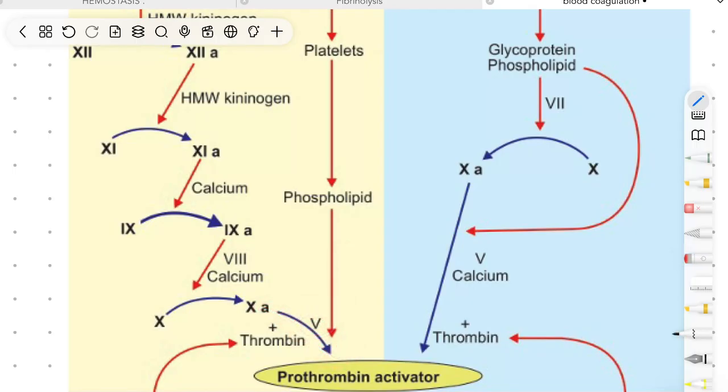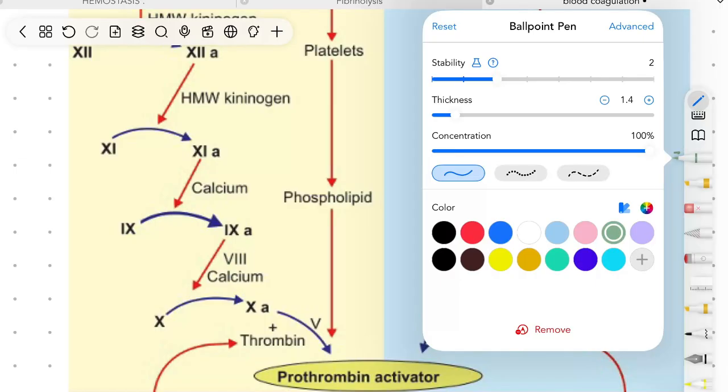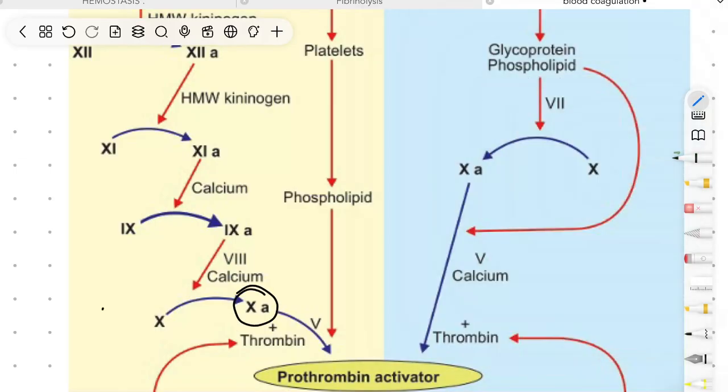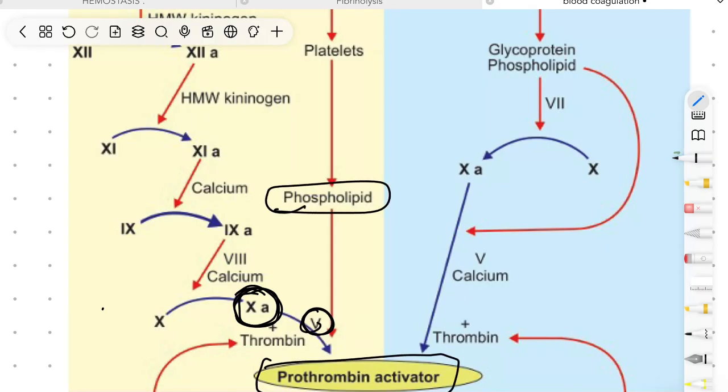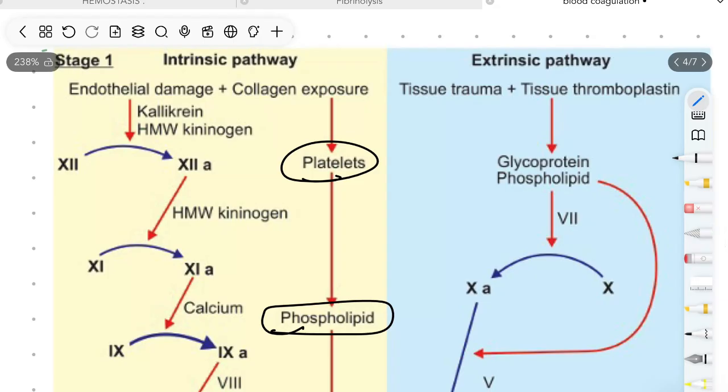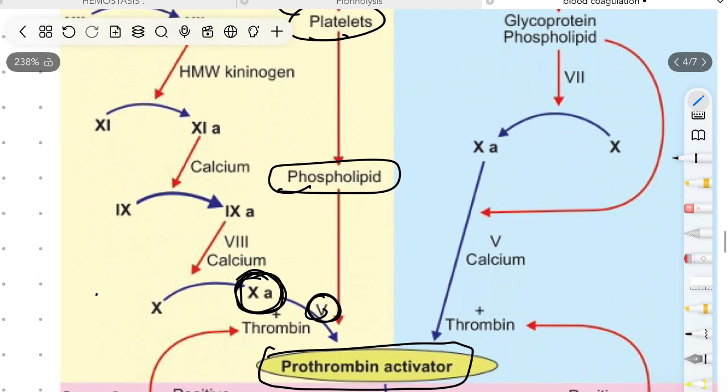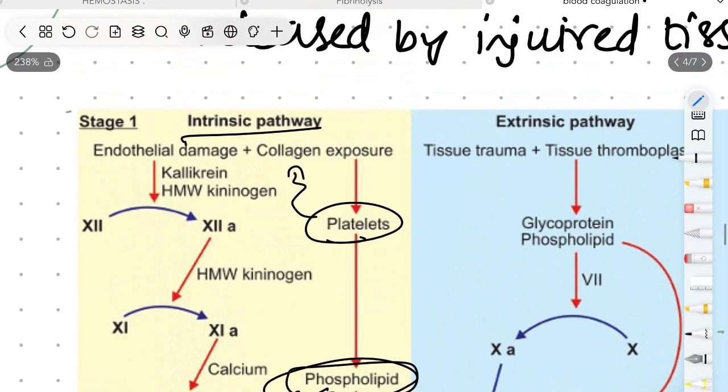I hope you are getting my point. Please try to understand. See, factor 10 is activated by the enzyme cascade method, the stepwise activation of clotting factors. So factor 10 is activated. Along with this activated factor 10, factor 5 and phospholipids form the prothrombin activator in the intrinsic pathway. Now what is this phospholipid? It is released by the platelets when these platelets are exposed to collagen. I hope you are getting my point clearly. Factor 10, factor 5 and phospholipid form the prothrombin activator in the intrinsic pathway.